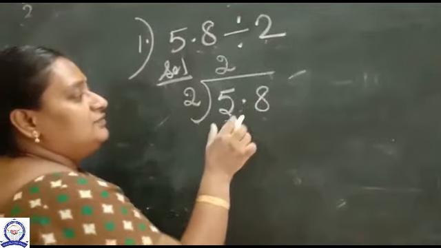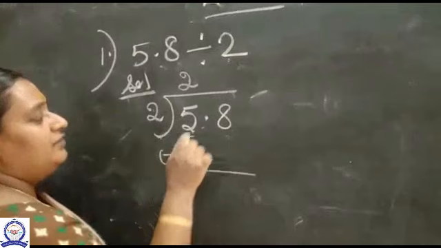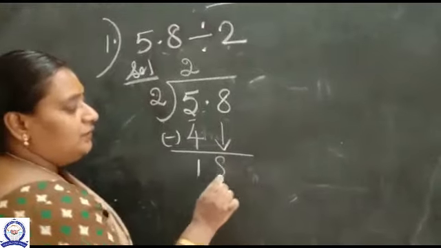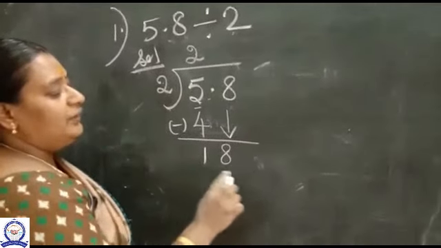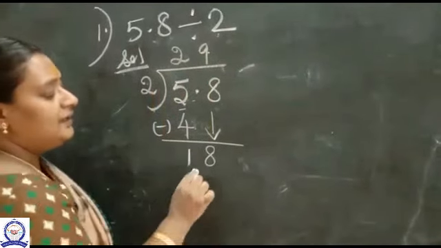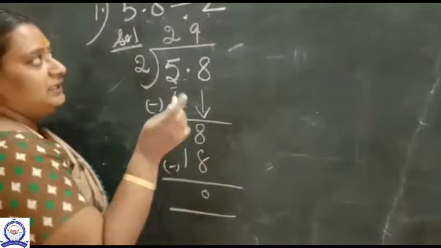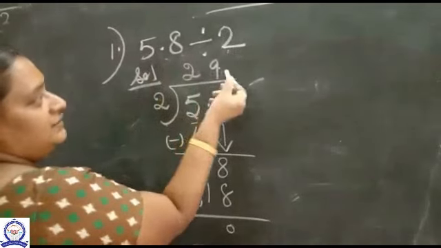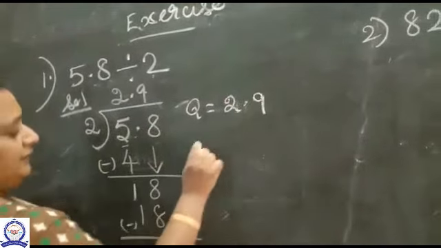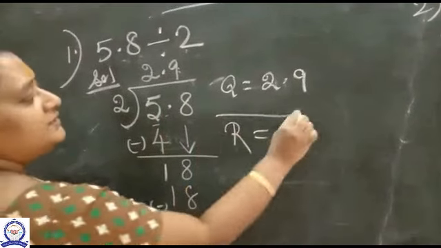So smaller, 5 கம்மியாக தான் எடுக்கணும். So 2 2s are 4. So you subtract 5 minus 4, that is 1. Next step what we have to do? You have to bring down 8. 8 கீழே கொண்டு வந்துடணும். Now it is 18. So 2 9s are 18. So 18 minus 18 is 0. Therefore quotient ல இப்போ point வைக்கணும். So point வந்து பின்னாடி இருந்து ஒரு digit இல்லையா? So quotient is equal to 2.9. Remainder is 0.